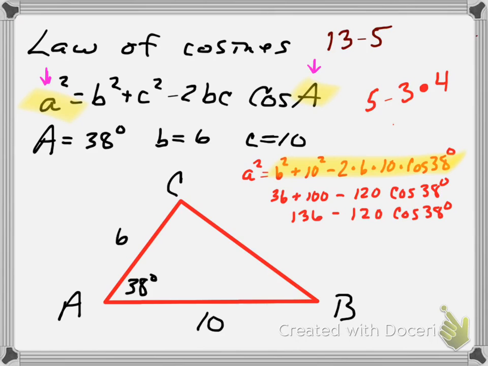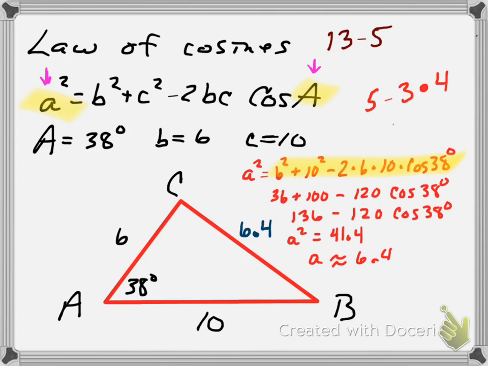But just like you can't take 5 minus 3 and then multiply that answer times 4, you don't take 136 minus 120 and then multiply it by cosine 38. That's not how it works. So using a calculator, I get A squared equals 41.4. Square root. The square root, I get 6.4 for my side.